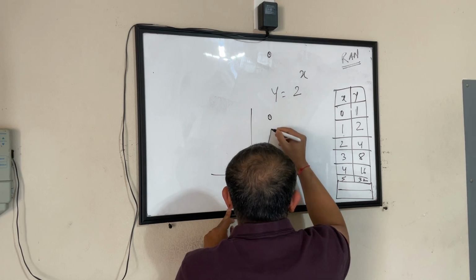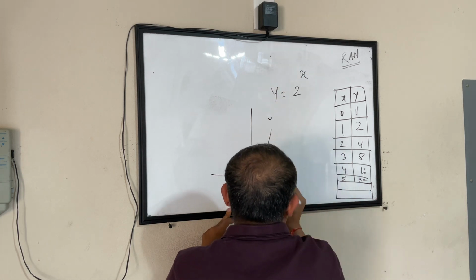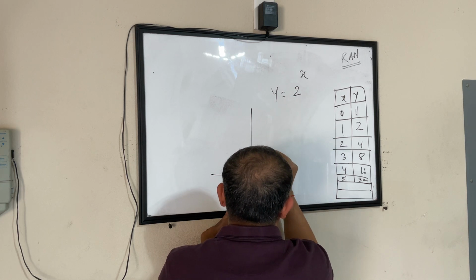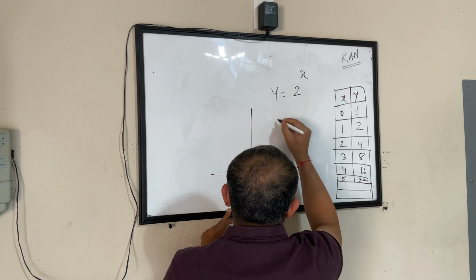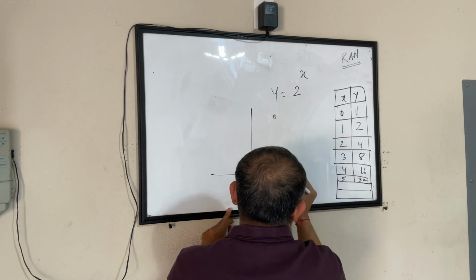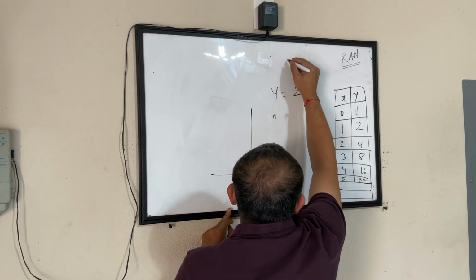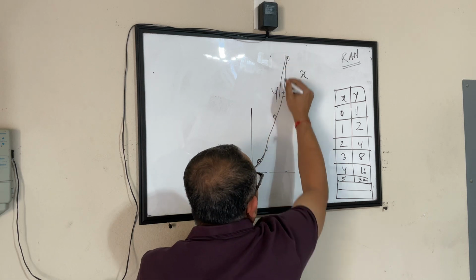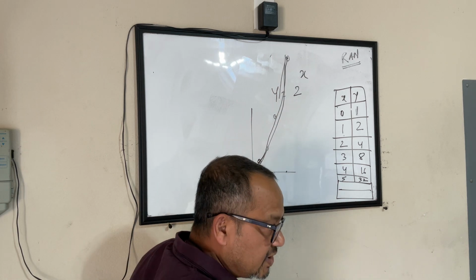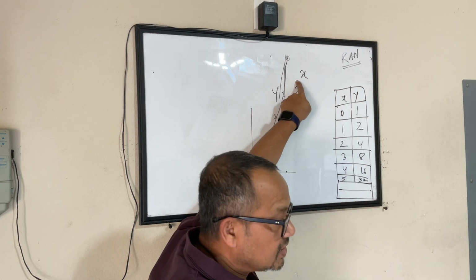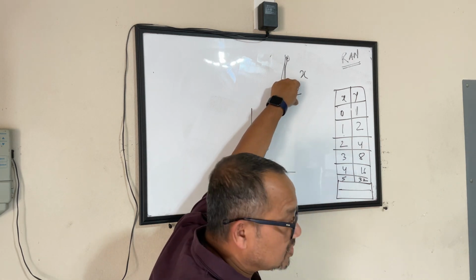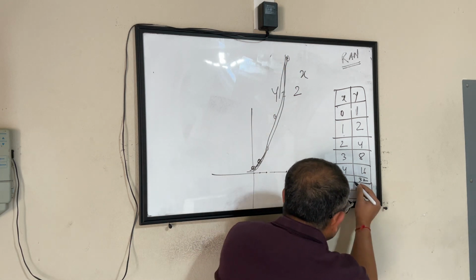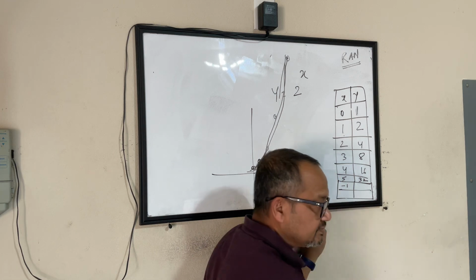What you see here is, this is 2, this is 4, 3 is, 4 is probably this. So what you observe is it's a very steep curve, okay? Because it's a power to a natural number, it is increasing very rapidly.